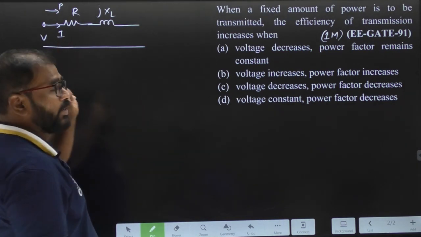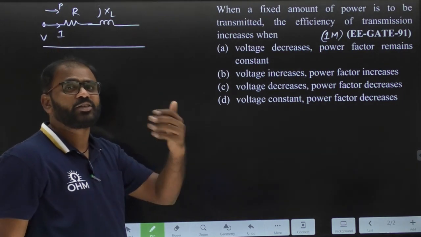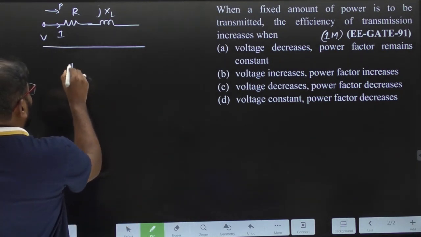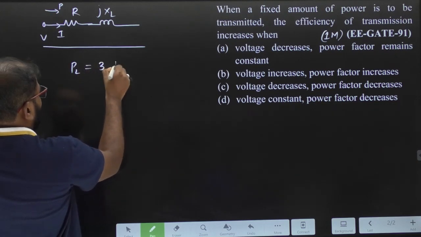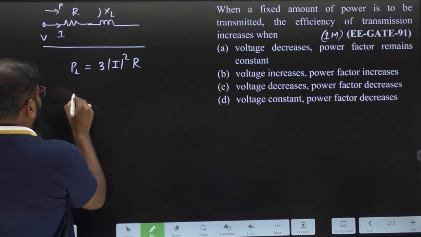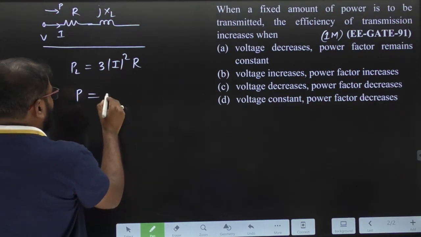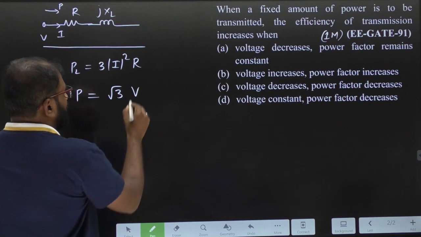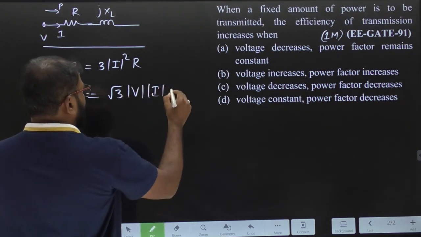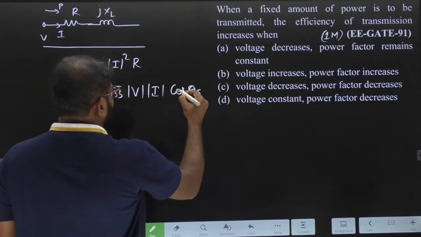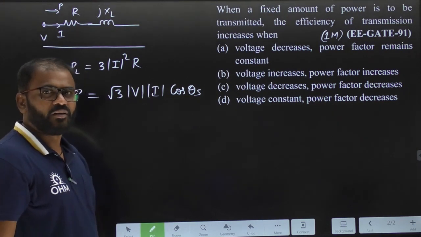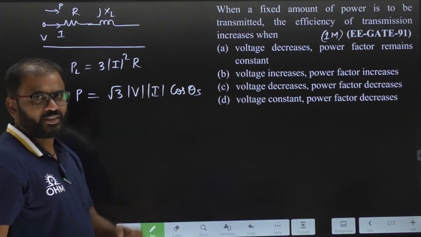But here for a transmission line, better to write the power loss as I square R, because resistance is a series element, it's not a shunt element. So what is the power loss here? Since it is a 3-phase line, I can write 3 times the magnitude of I square into R. But what is the relation between power and magnitude of I? We can write P equals root 3 into V into I into cos theta s, assuming V is the line voltage and I the line current, where cos theta s is the sending end power factor, theta s is the sending end power factor angle. Simply this is what we call power factor.